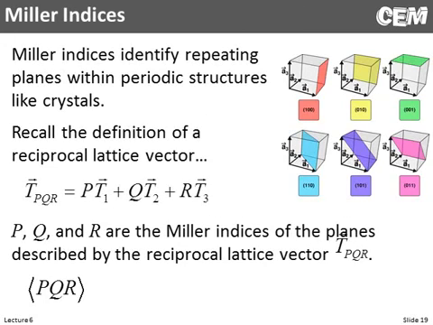As a quick aside, we're not going to really use this, but Miller indices really are reciprocal lattice vectors. If you pull off the integers from a lattice vector in reciprocal space, those integers p, q, and r would be your Miller indices. So I just wanted to make that connection, but we're not going to talk in terms of Miller indices in this class.